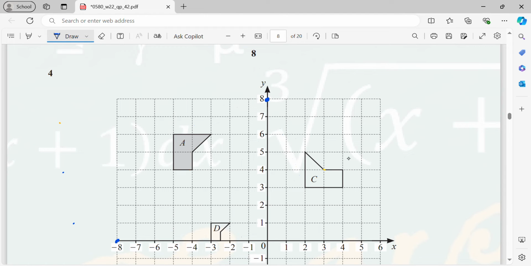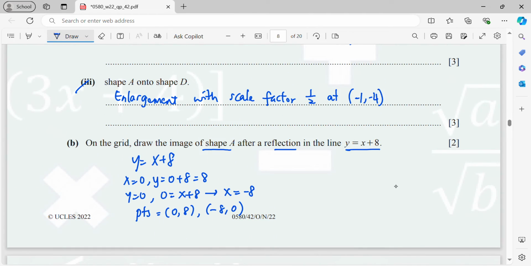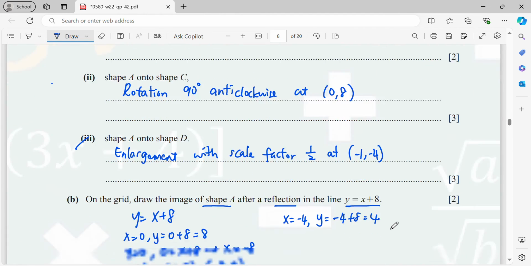Basically, if you are not sure, when x equals -4, it will be easier if you have a ruler. Then y equals -4 plus 8, which is 4. So I get the point (-4, 4). Now I can just join, and I use a dotted line. I'm supposed to get this line. This is the line y equals x plus 8.